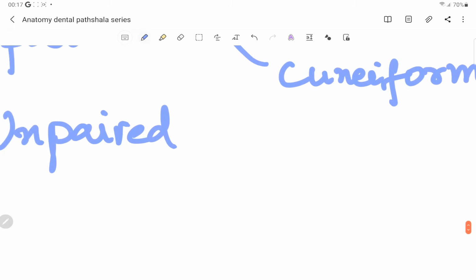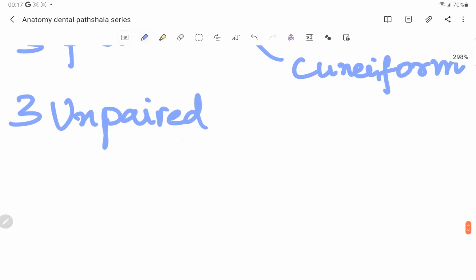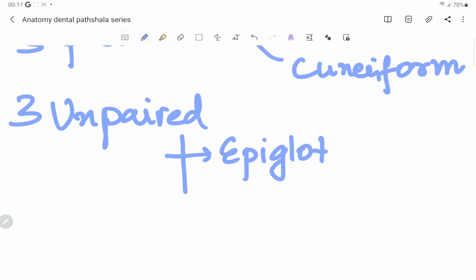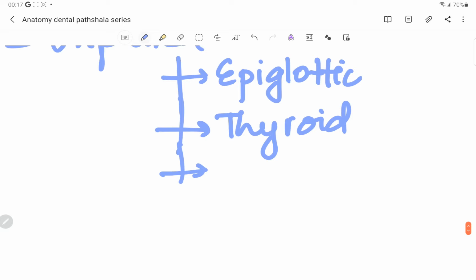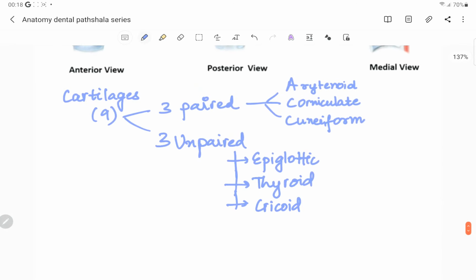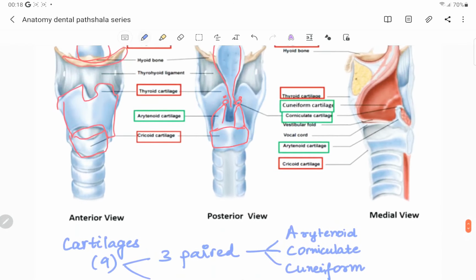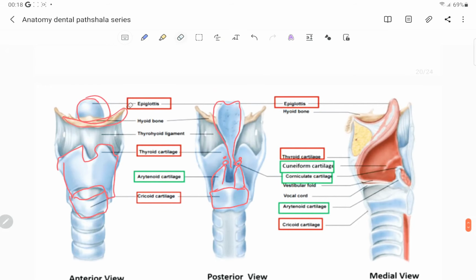If you see the unpaired cartilages, we have epiglottic cartilage, or epiglottis cartilage also you can say. We have the thyroid cartilage as well as the cricoid cartilage, which is signet ring shaped. So these are the cartilages, and you can now appreciate them in a diagram as well.